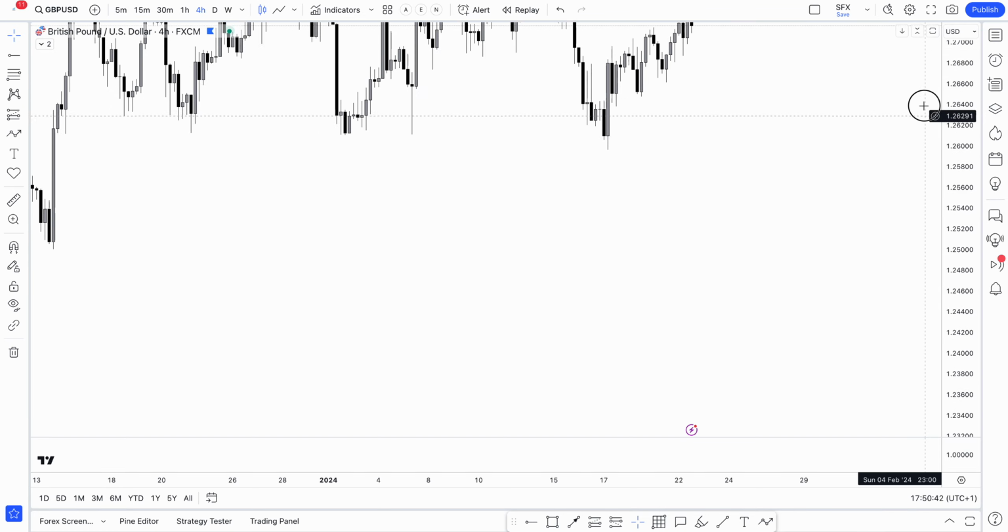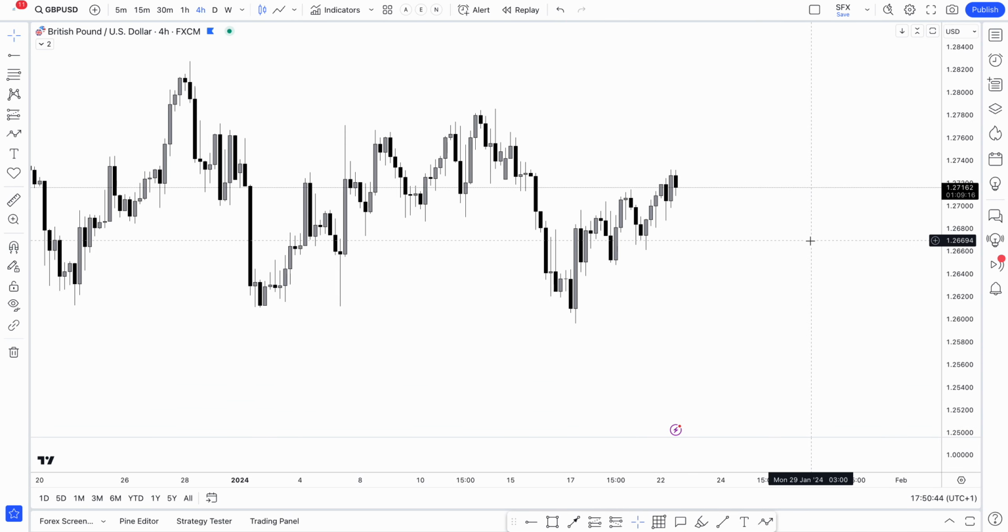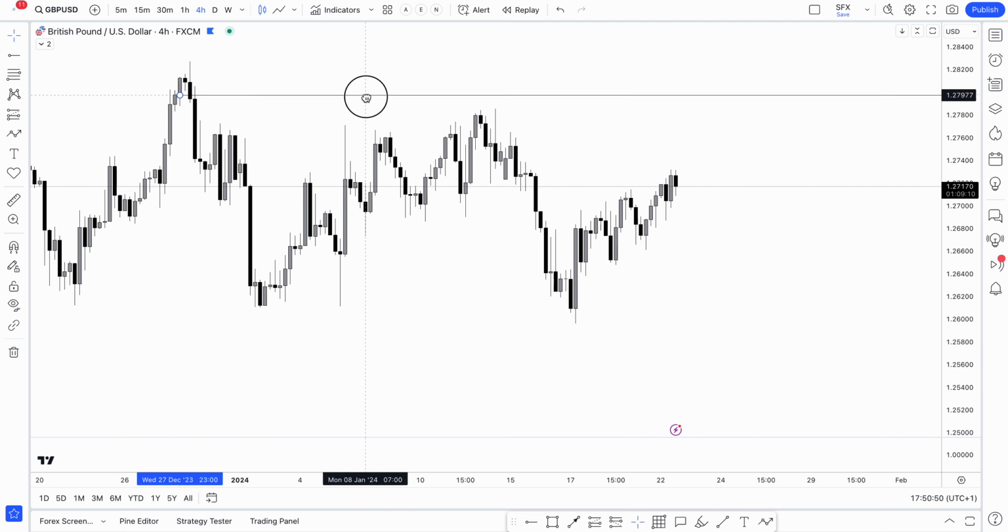H4, like that. So H4 is a different ball game, right? Different story. So on H4, we have this order block there. It's not mitigated yet, so it's still valid. We had this, let's say, corrective wave pushing price higher.